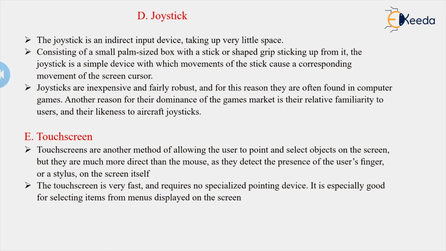Then you have a touch screen. We are familiar with touch screens. It is a method to allow the user to point and select objects by touching the screen, but it is much more direct than the mouse, and it detects the presence of the user's finger or stylus on the screen itself. The touchscreen is very fast and it requires no specialized pointing device. So it is especially good for selecting items from a menu displayed on the screen.